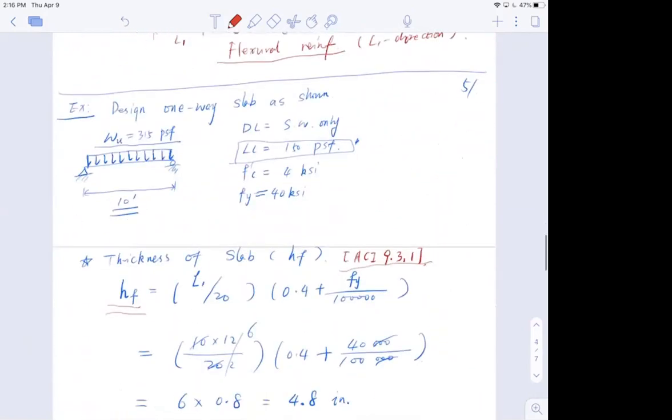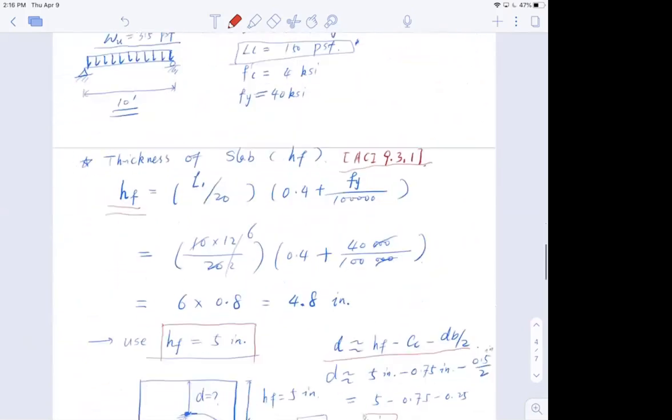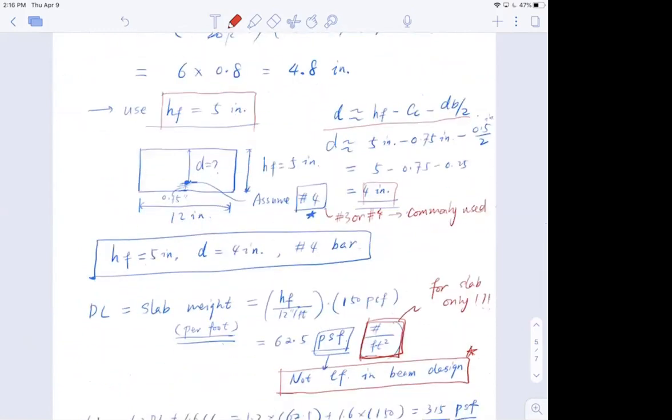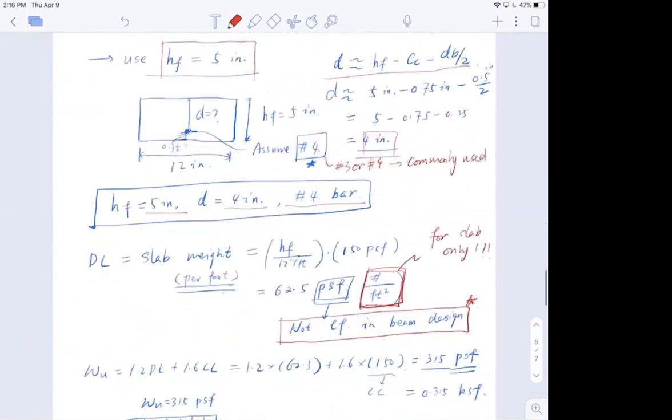And now, let's take a look. So we estimate the depth this way, and keep in mind, we assume a number 4 bar for the reinforcement of the slab. Typically it's either number 3 or number 4. These are commonly used. I just want to label it here, commonly used. So these are the assumptions: 5-inch height, 4-inch depth, number 4 bar assumed.